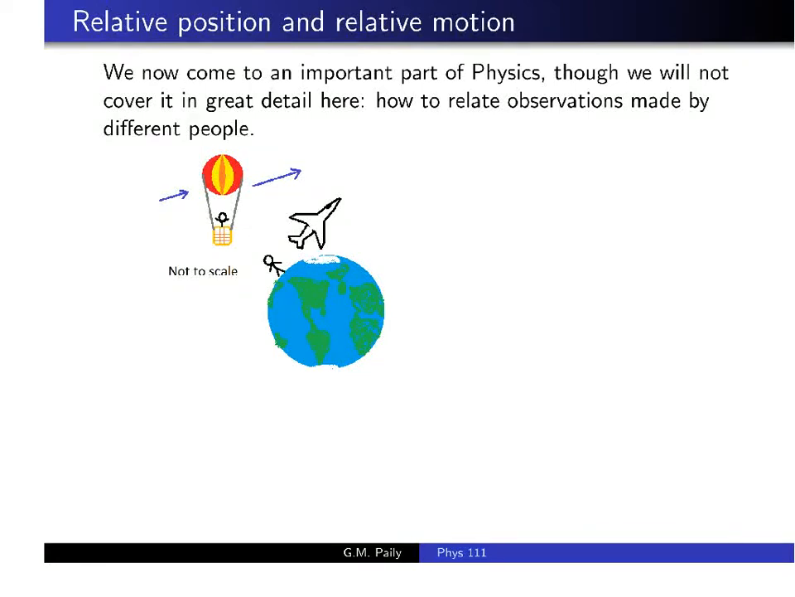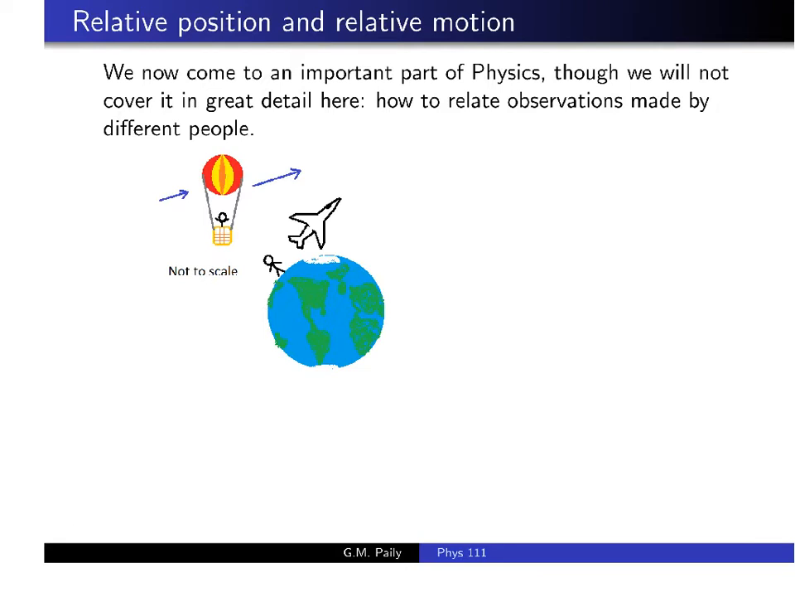Hello, in this video we will look at relative position and relative motion. These are important concepts as they tell us how to relate observations made by different people. After all, we can have different observers looking at the same phenomenon and coming up with different results.